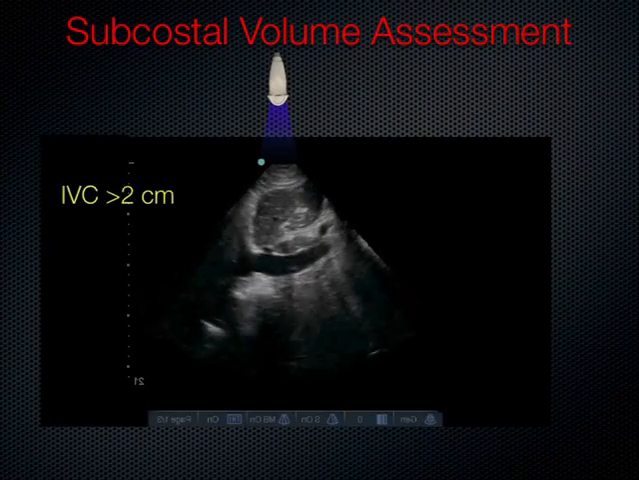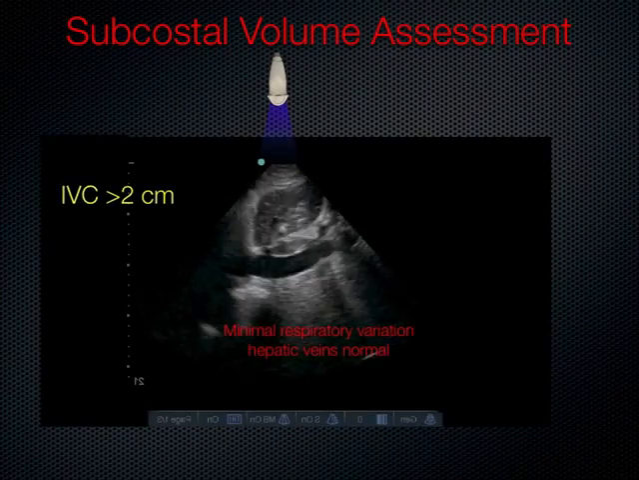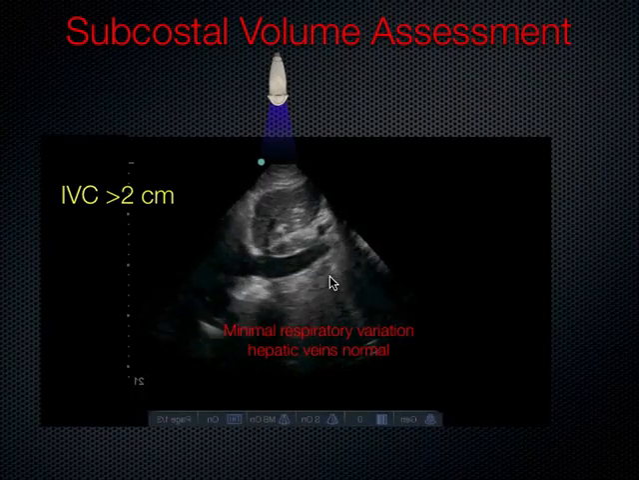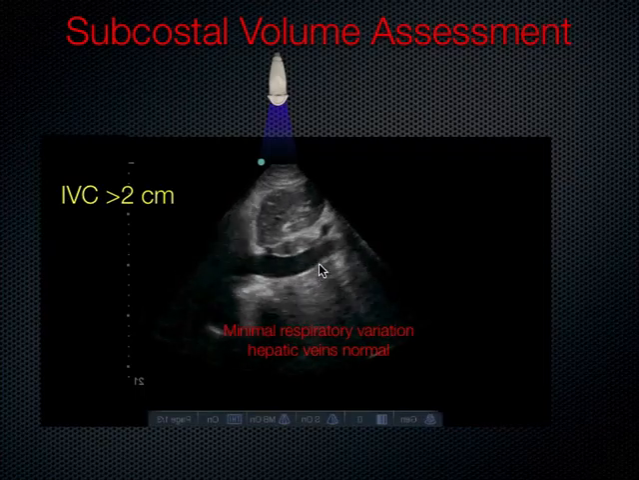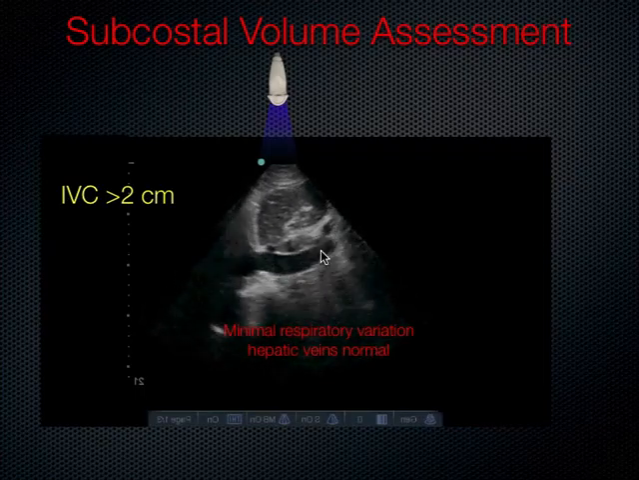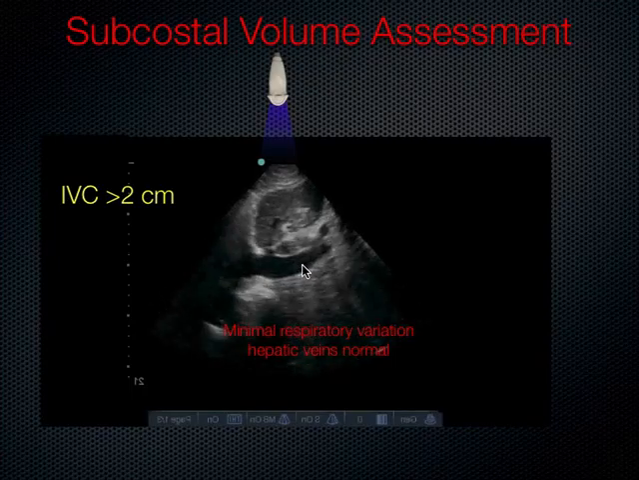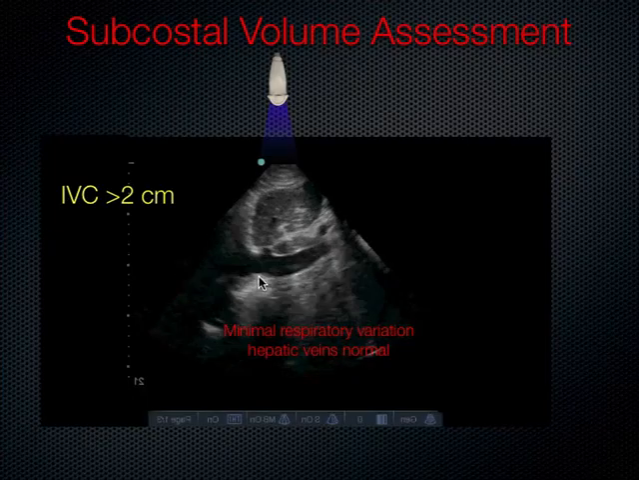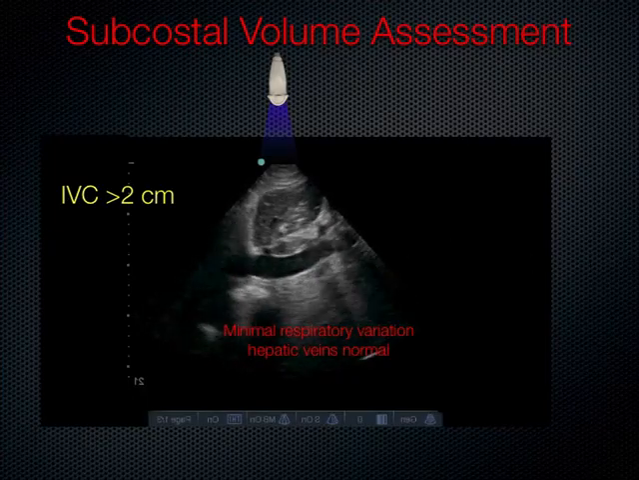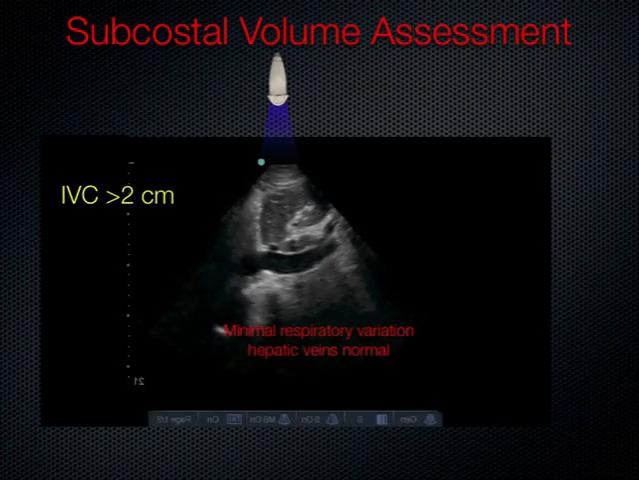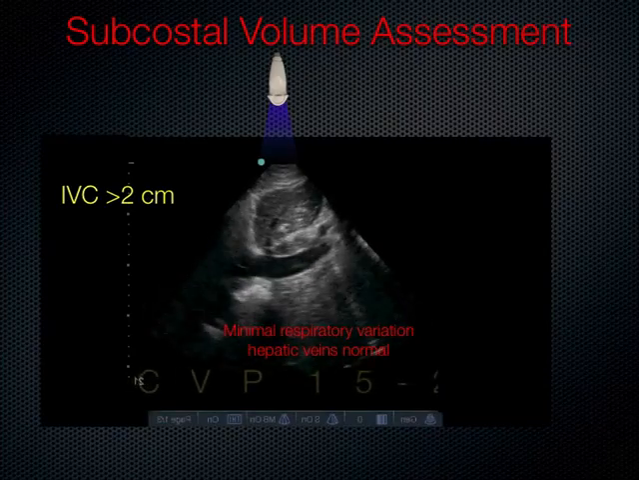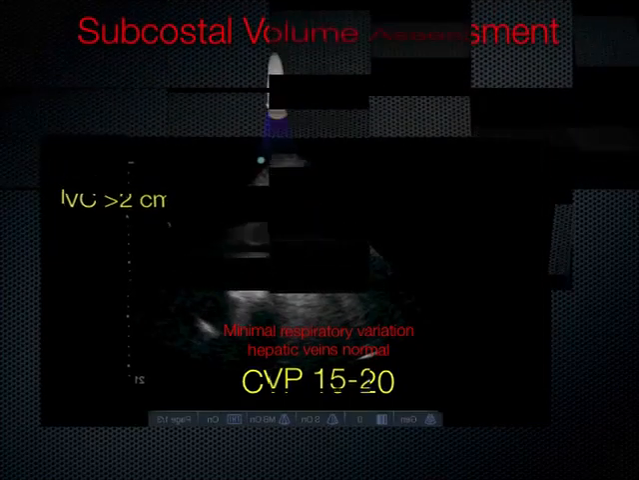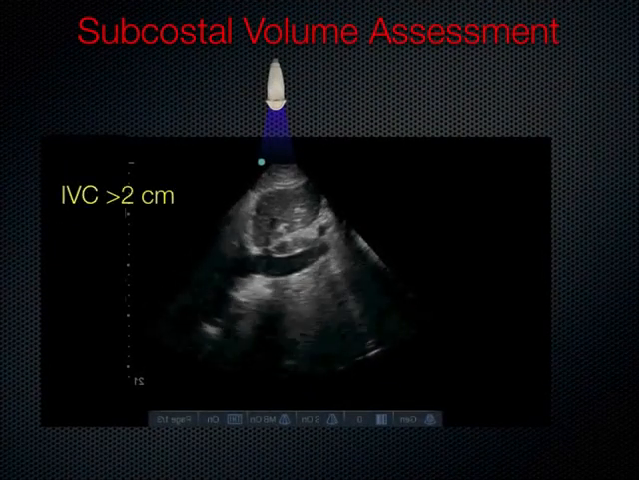So here is what it looks like. We're looking subcostally. We're looking through the liver. We have a parasagittal right plane, and as the patient breathes in and out, we see very little change, if any, in this IVC diameter. And actually, these are 1 centimeter hash marks over here, and the IVC is greater than 2 centimeters. In this case, the CVP would be quite high, greater than 20, or 15 to 20, since the hepatic veins in that situation were normal.